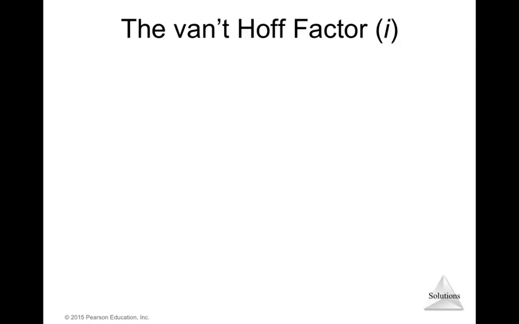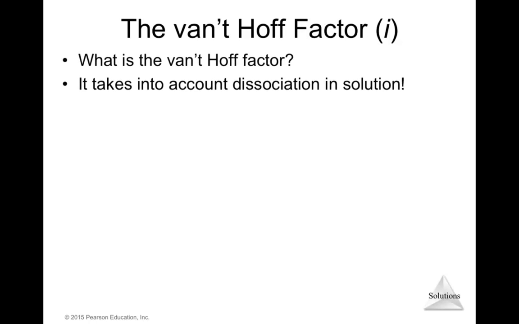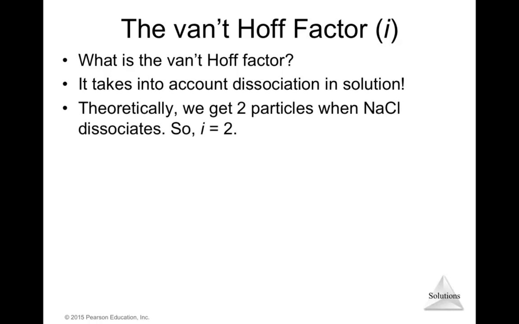So the Van't Hoff factor, the i, what is this? It takes into account the dissociation in solution. So theoretically, we get two particles when sodium chloride is dissociated. When sodium chloride is in solution, the Van't Hoff factor is 2, because sodium chloride is an ionic compound, and in water it's going to dissociate. You separate the cation from the anion, so you're going to have two particles. That's why sodium chloride in solution has a Van't Hoff factor of 2.